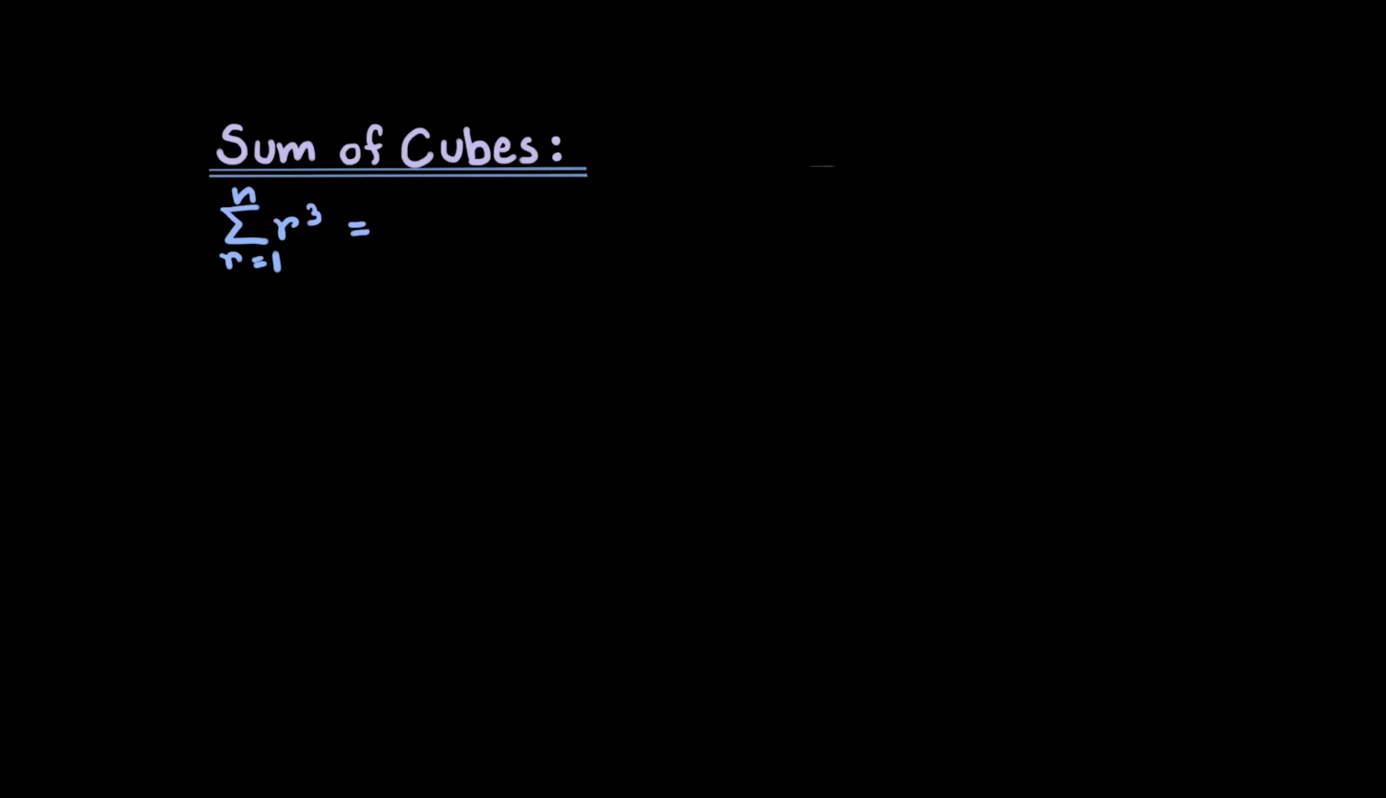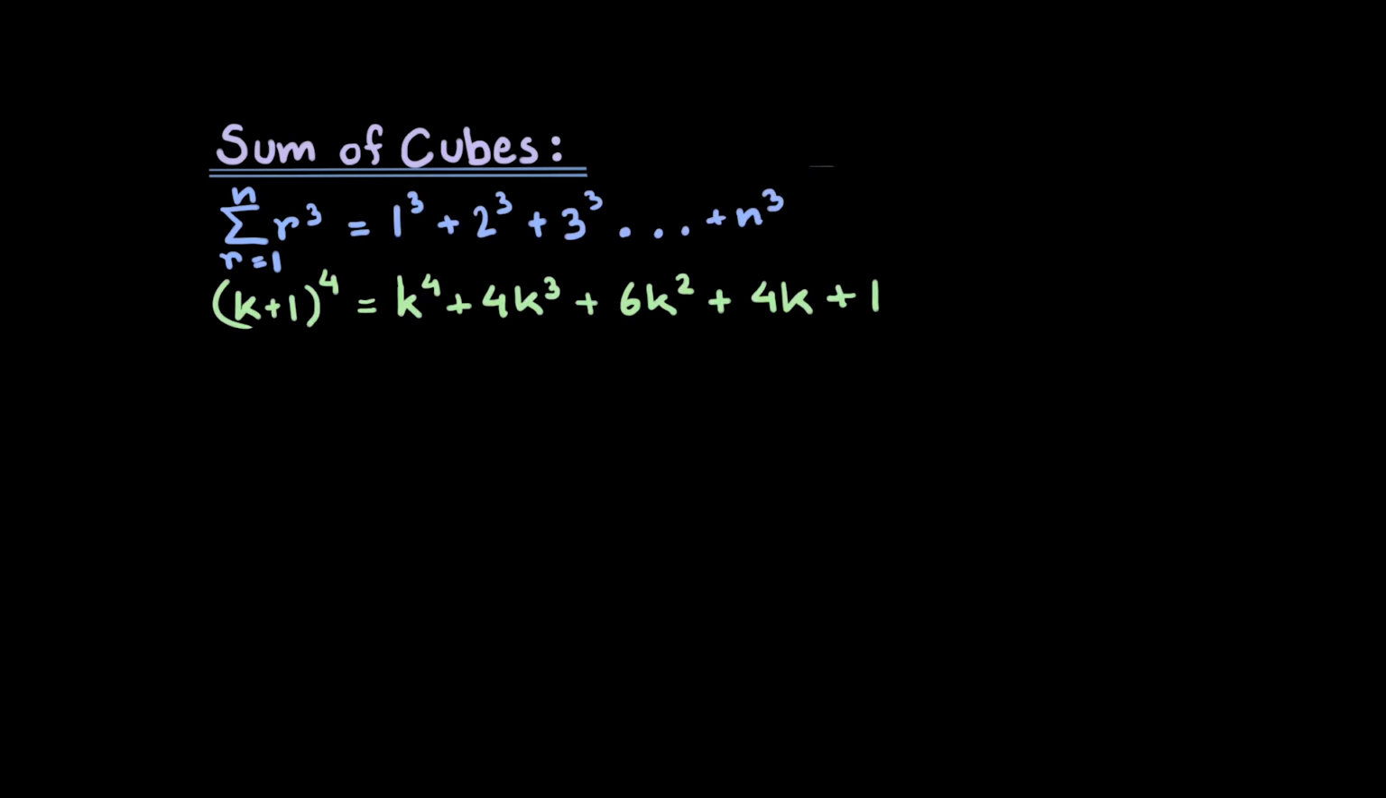We work with the exact same method, this time working with the differences between the power of 4s instead of the differences between the cubes. So we have k plus 1 to the power of 4. Expanding, we have k to the power 4 plus 4k cube plus 6k square plus 4k plus 1. We do the exact same thing we did previously when trying to find the formula for the sum of squares. We bring k to the power 4 to the left hand side. Then we put in the values from 1 to n and add all of the lines together.